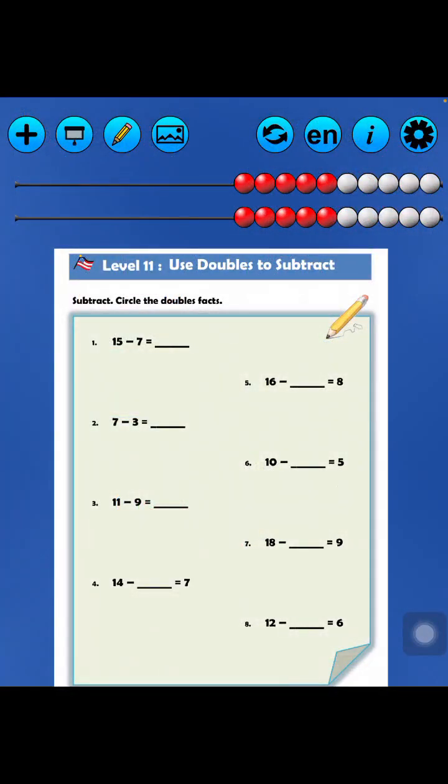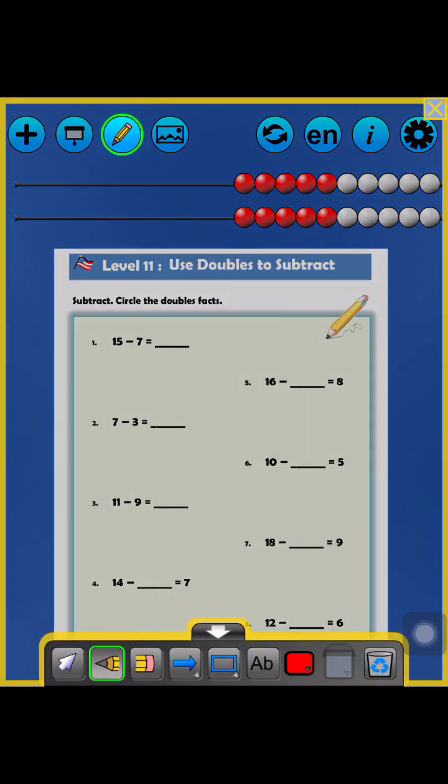And now we are on page 7. In this page, we will try to do some subtraction questions. And we need to circle the double facts. We look at question 1 together. Question 1 is 15 minus 7.